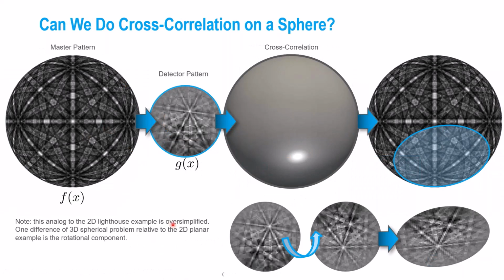With spherical indexing, though, it's a little more than a 2D image. It is a three-dimensional problem. So we have our master pattern here, and we then take our experimental pattern from the detector, and we do a cross correlation, but we're doing the cross correlation on a sphere. And so it's not a 2D. There's some rotational components that are involved as well, but conceptually you get the idea. We're basically moving this pattern along the sphere and finding the point of best correlation.